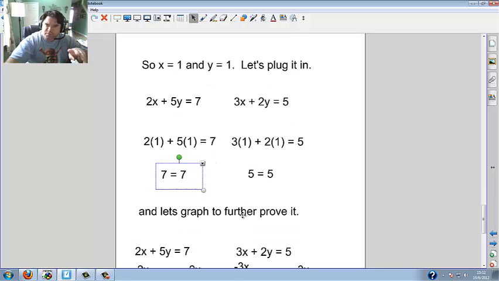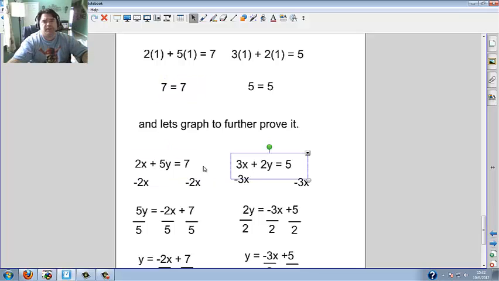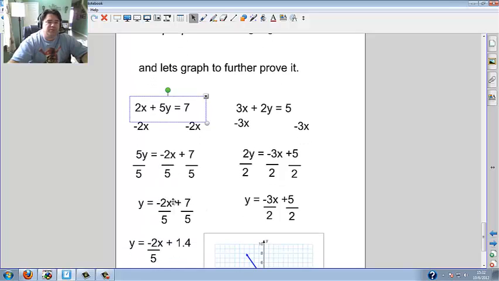But we'll further graph to prove it. You don't have to graph in this section, but I want to show you this all works. So if I have this guy here, 2x plus 5y equals 7, minus 2x, then divide by 5, divide by 5, divide by 5. y equals negative 2/5 x, or whatever you want, plus 7/5, or 1.4.